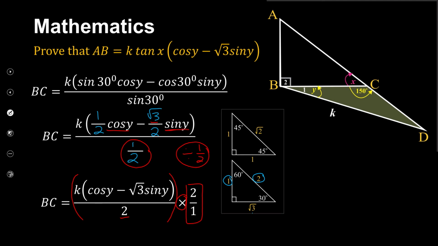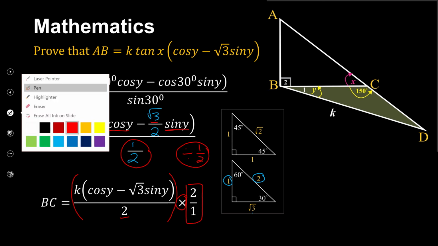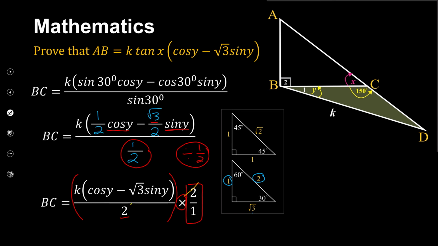Now we're just going to multiply all the numerators out and see what cancels. And if you notice already, you'll notice that this 2 and this 2 will cancel out with each other. And all we're left with is k times cos y minus root 3 sine y. So that's what we left for BC. So BC is equal to k cos y minus root 3 sine of y.